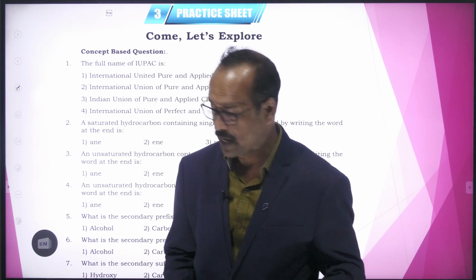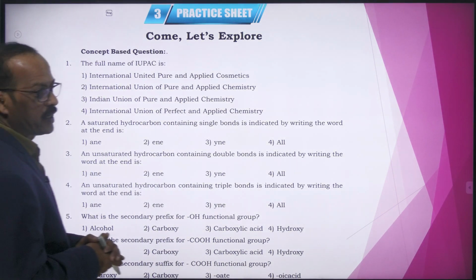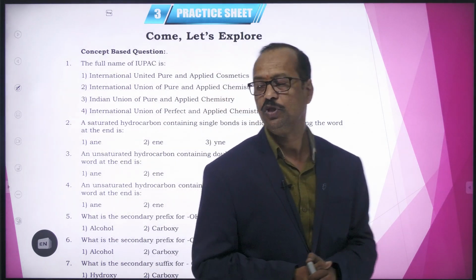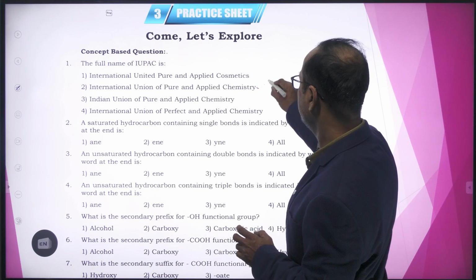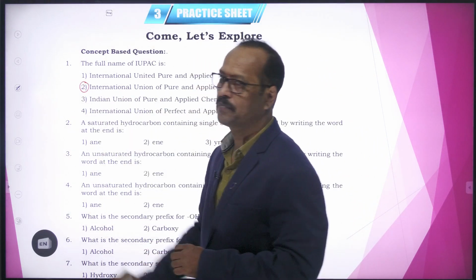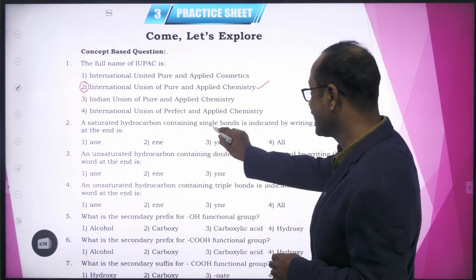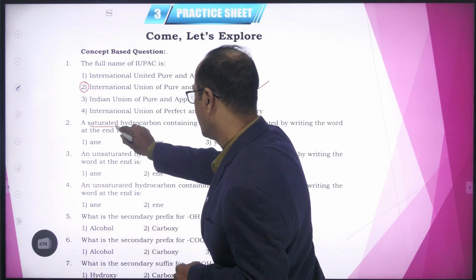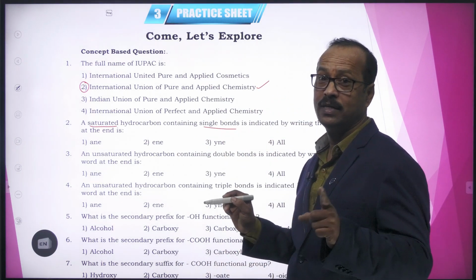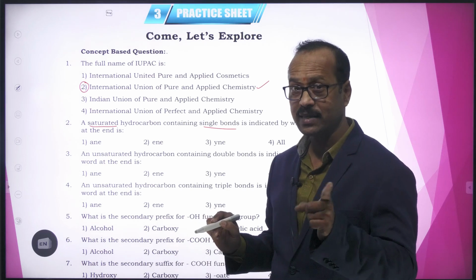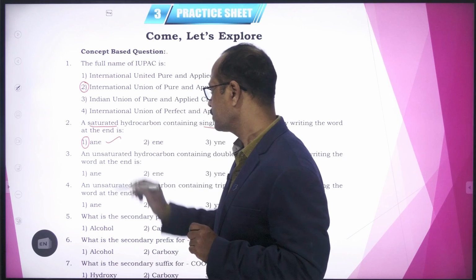Right. So practice sheet, now you see the full name of IUPAC. Already you know that it is International Union for Pure and Applied Chemistry. Which one is that? International Union for Pure and Applied Chemistry. Second option. So the second option is the right answer. Clear? Now come to the saturated hydrocarbon containing single bond. Saturated word is given, single bond is given. Saturated hydrocarbons are alkanes, ending with ane. So the option is 1.